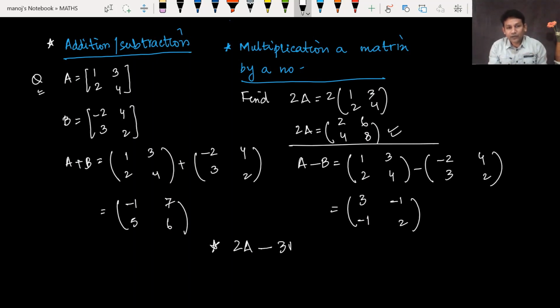By the same method, we can do calculations like, sometimes in the exam, we have 2A minus 3B. It means you have to multiply 2 with A, then 3 with B, and whatever results come, you can do the subtraction. That's very simple. Addition, subtraction, and multiplication of a matrix by a number is a very simple topic.